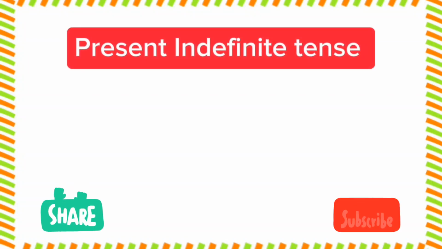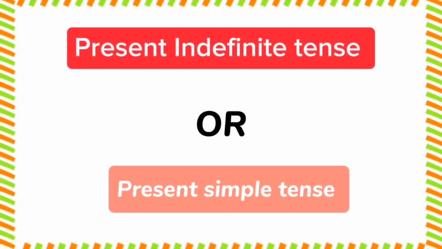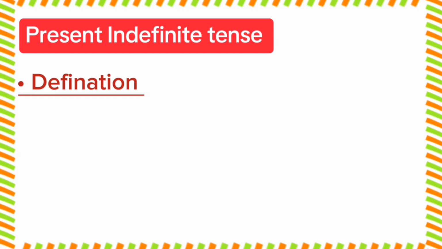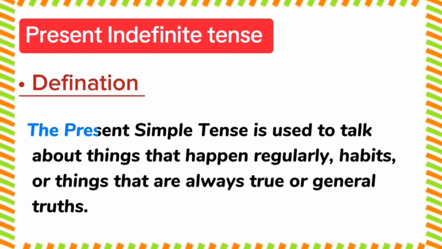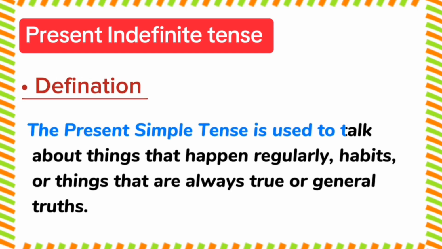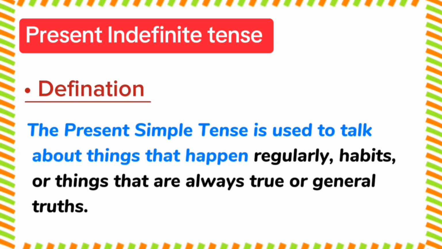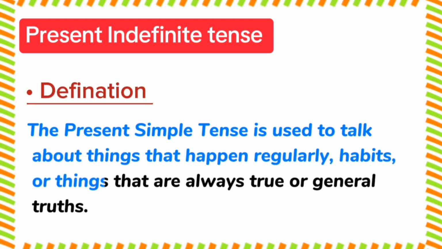Present indefinite tense or present simple tense. Definition. The present simple tense or indefinite is used to talk about things that happen regularly, habits, or things that are always true or general truths.